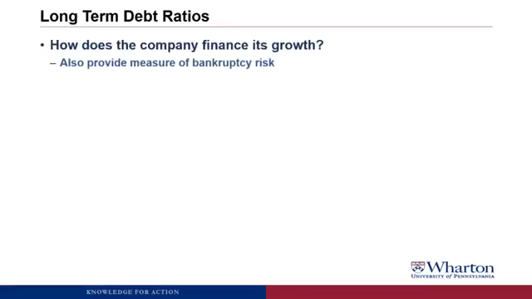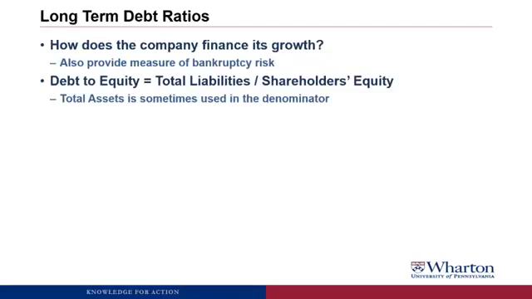Now let's look long-term. These ratios are going to tell us how the company is financing its growth and give us a measure of bankruptcy risk, because the higher these leverage ratios are, the bigger the risk is that the company may have to default on its debt payments if its growth slows down at any point. First ratio we're going to look at is debt to equity, which is the total liabilities over shareholders' equity. So for each dollar of shareholders' equity, how much liabilities does the company have? Sometimes people use total assets in the denominator, especially if stockholders' equity is really small. This could be a very distorted ratio, and so total assets might give you a better picture.